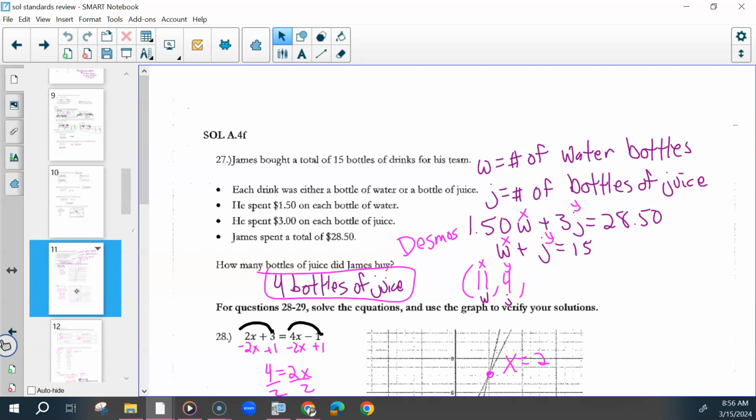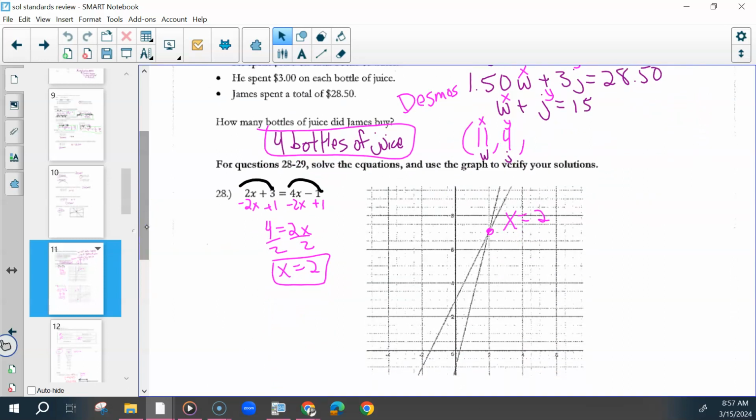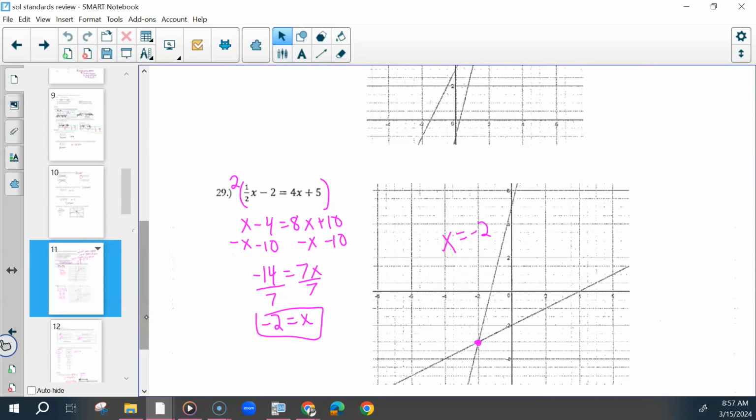And 29 didn't really need to be solved because it gave you the graph. They put in each side separately and saw where they crossed, which would be at the x value of 2. You could have solved it also. You could also just put the whole thing in and it'll give you the vertical line. 29 was x equals negative 2. And then go on to the next page. Was x equals 2.